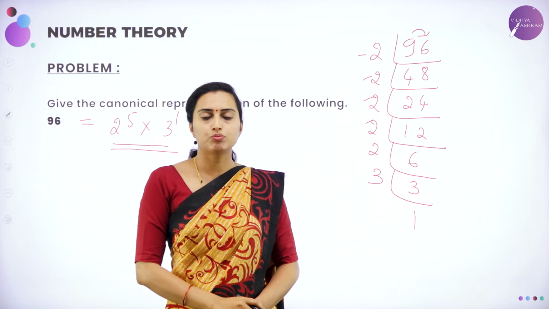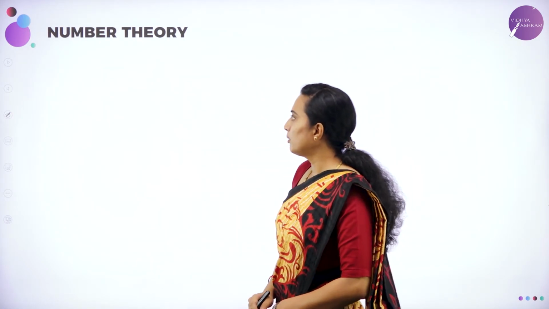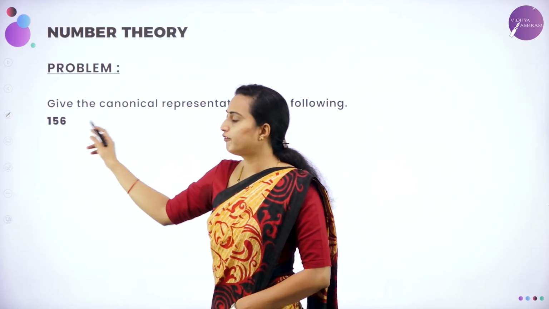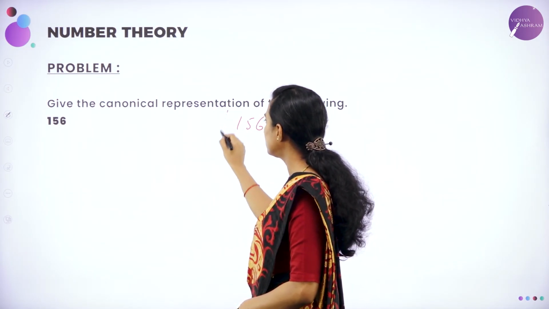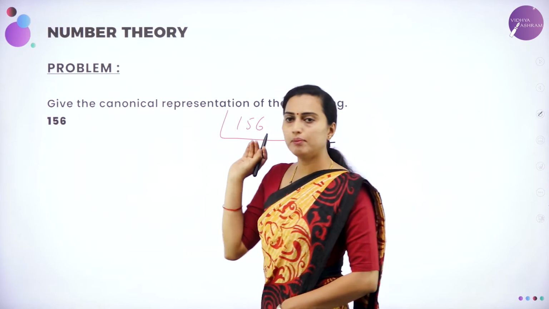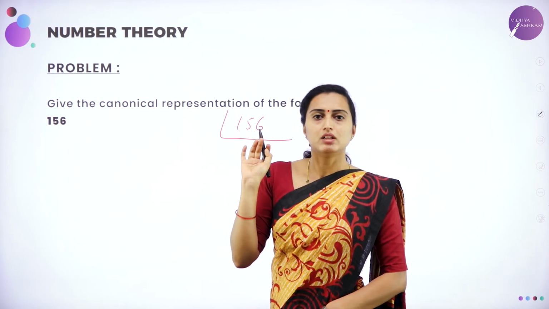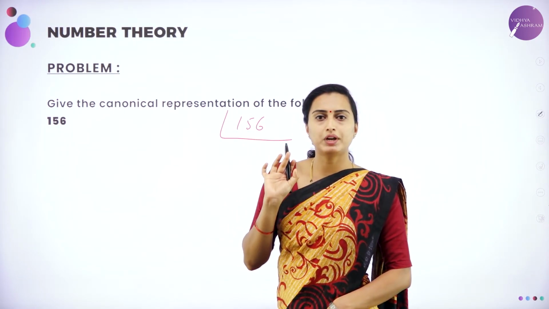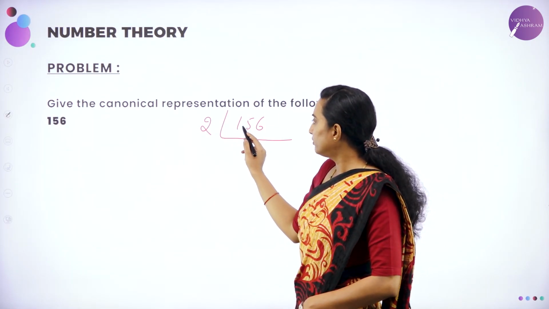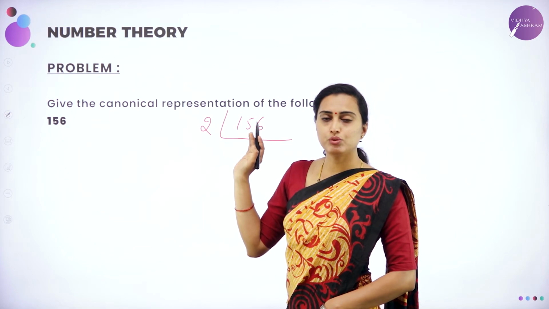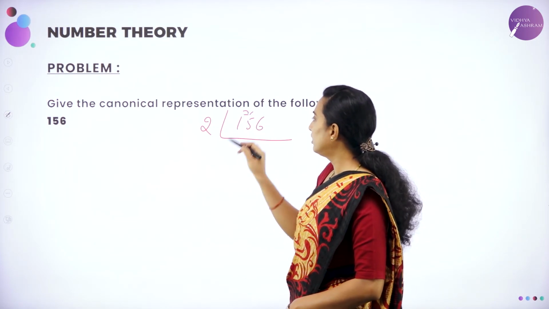Got it? Next we'll be moving on to the type of problem which is 156. Let us find the prime factorization of 156. So the number is ending with 6, which can be divisible by the even prime 2. 1 cannot be divisible by 2, it is getting carried over, correct?